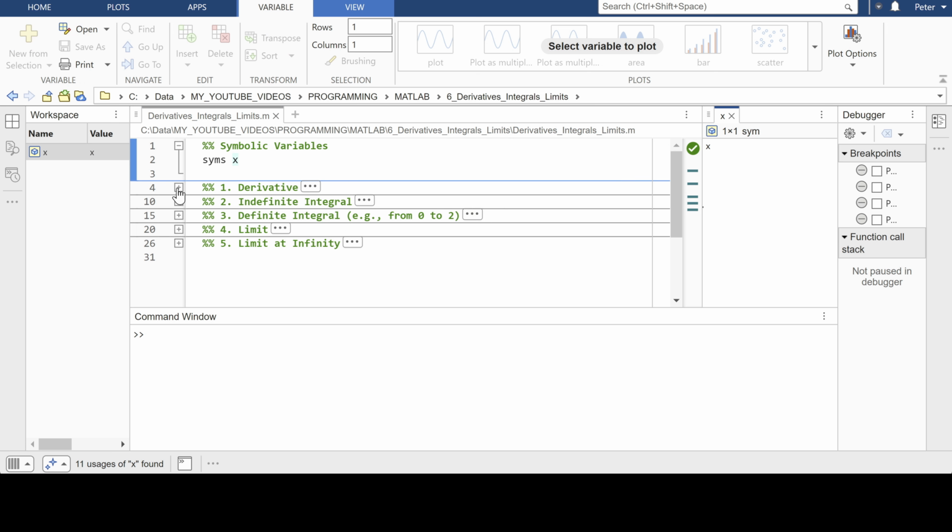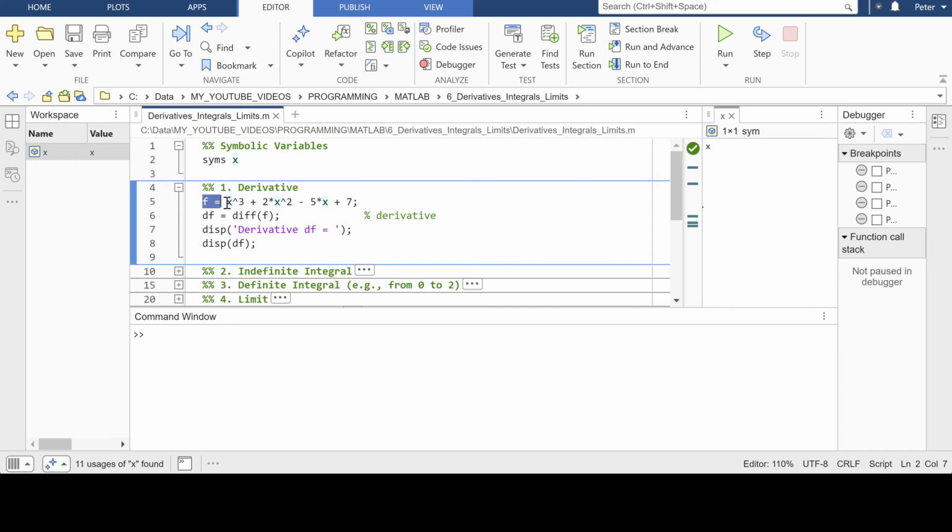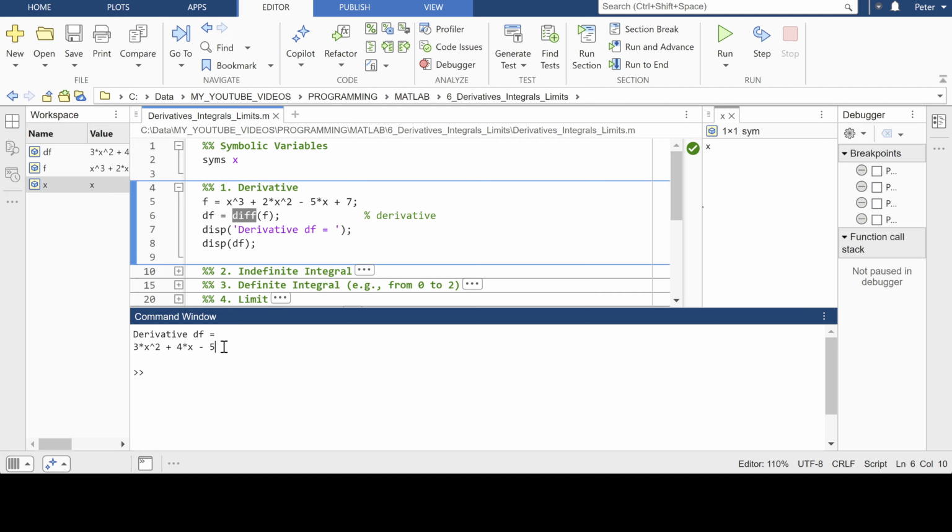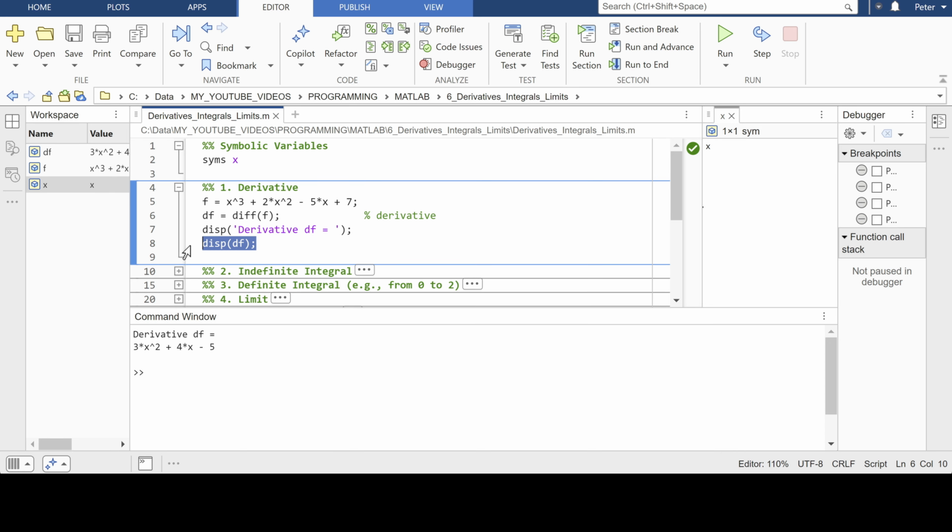Let's start with a polynomial function, x cubed plus 2x squared minus 5x plus 7. We type f equals x cubed plus 2 times x squared minus 5 times x plus 7 to store it in the variable f. To find its derivative, we use the command diff of f. MATLAB returns the symbolic derivative, 3x squared plus 4x minus 5, just like you would get if you applied standard calculus rules. This is incredibly helpful for checking homework, validating analytical steps, or exploring mathematical behavior.